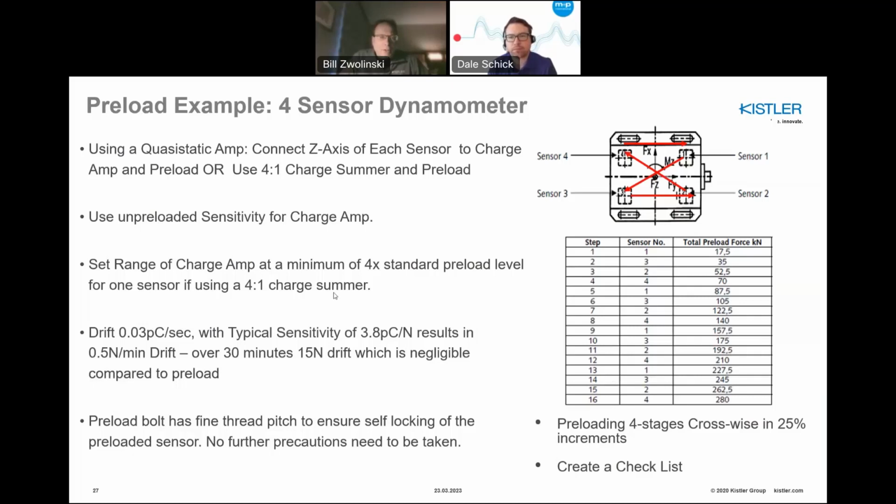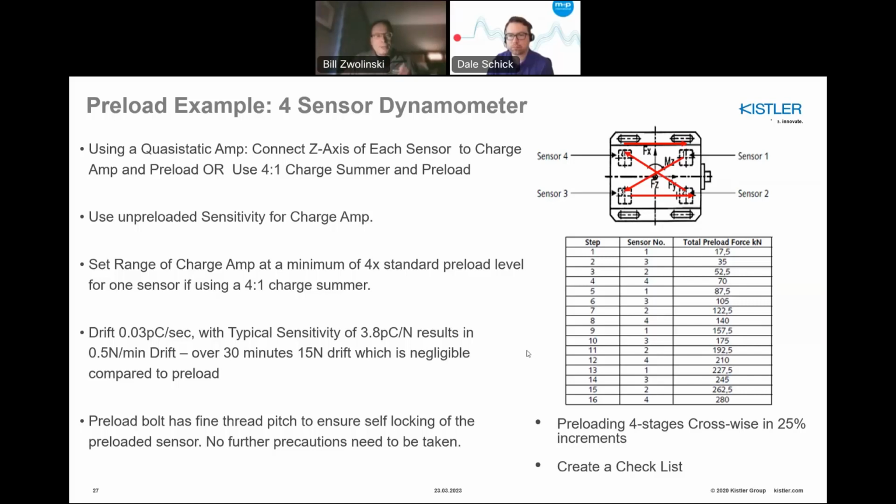And with preloading, because it's so important, you want to create a sheet that talks to each step. So you might do this in 25% increments. If you have to preload to a certain value, you go 25% in the star pattern, then another 25% in the star pattern, and you initial each step. And that way you can't get confused. If someone pulls you away, you always know where you were in the preload arrangement. So that's a very important point.